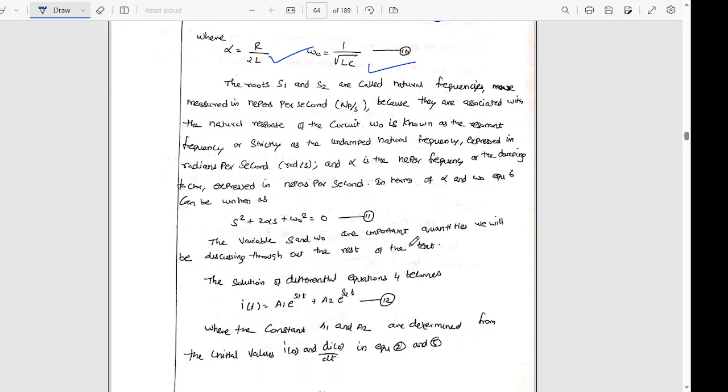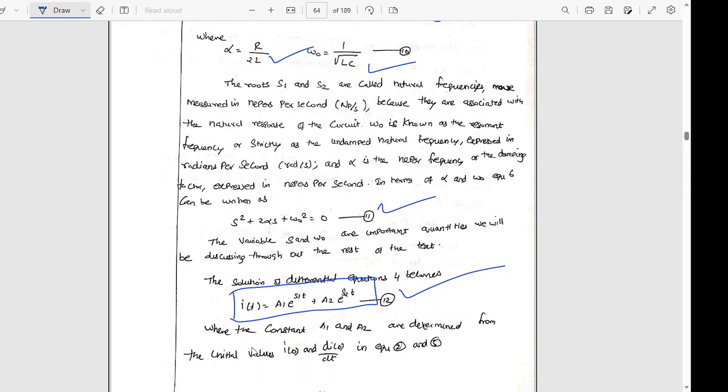The solution for this differential equation will be like this: I of t equal to a1 e power s1t plus a2 e power s2t. This is also important. Please make a note of this. Here a1 and a2 are constants, and they will be determined using the initial values.